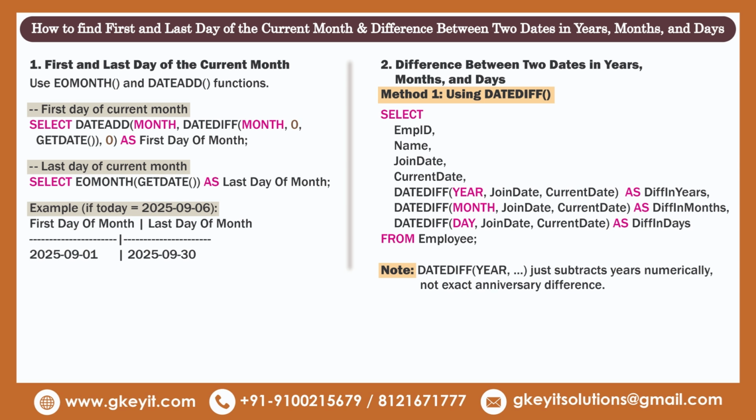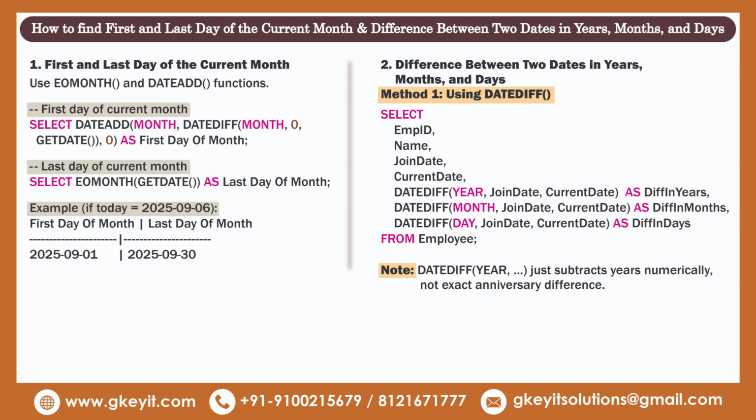First we will see the first and last day of the current month, and we can use the EOMONTH function and DATEADD functions. First we will see the first day of the current month. SELECT DATEADD(MONTH, DATEDIFF(MONTH, 0, GETDATE()), 0) AS first day of the month. This will be the query to display the first day of the current month, and for the last day of the current month, the query is SELECT EOMONTH(GETDATE()) AS last day of the month. This will give the first day and last day of the month in this way.